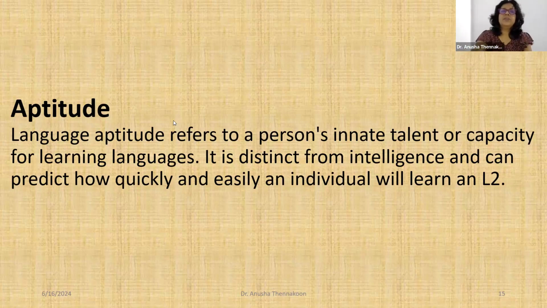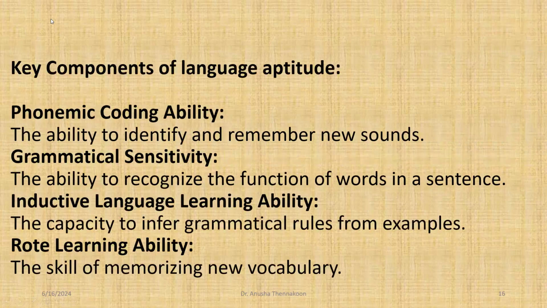Okay. Aptitude is very clearly different from intelligence and can predict how quickly and easily an individual will learn L2. You may have heard there are some very small kids who have marvelous abilities in the English language. Their pronunciation is very nice, and they can make announcements, even in preschool. So they have an inborn talent or capacity to learn a language. Okay, just see, then I'll explain.